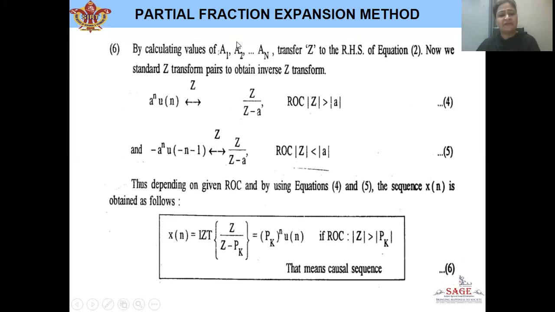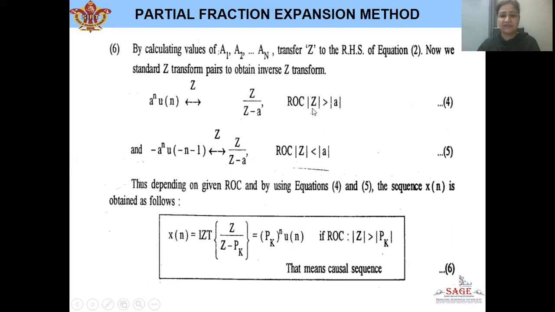Now, after calculating the values of a1, a2 till an, we will transfer z to the right hand side. Now we will have the equation in the form of z upon z minus a. Depending upon the ROC given, we can find the inverse z transform.